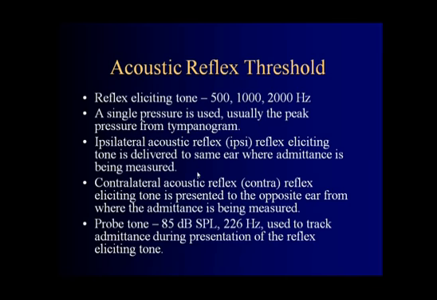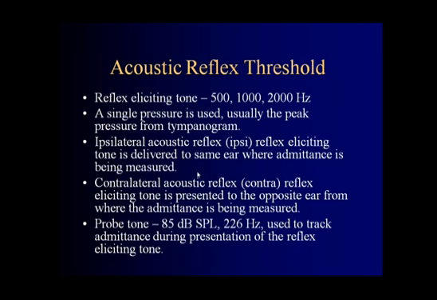Contralateral acoustic reflex measurements, that's when the probe tone is in one ear and the reflex eliciting tone is presented to the opposite ear from where admittance is being measured. The probe tone is usually, again, 85 dB SPL and 226 hertz, and it's used to track admittance during the presentation of the reflex eliciting tone.